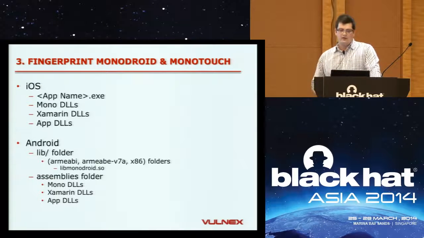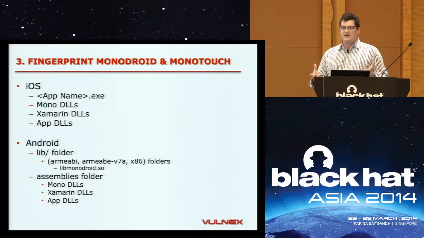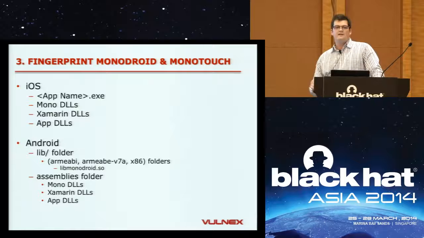For fingerprinting Mono Droid and Mono Touch, same thing. We look for all the DLLs. I mean, for example, we are reversing an application on Android and iPhone. We see a lot of DLLs, Mono DLLs, Xamarin DLLs. That's a Mono Droid, Mono Touch application. So it's quite easy to spot these technologies in a mobile app.